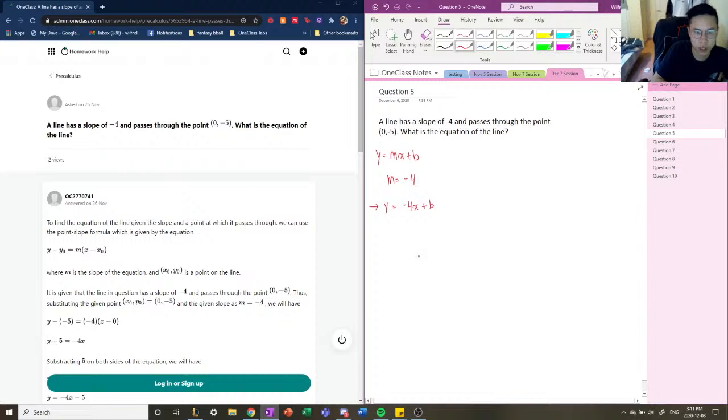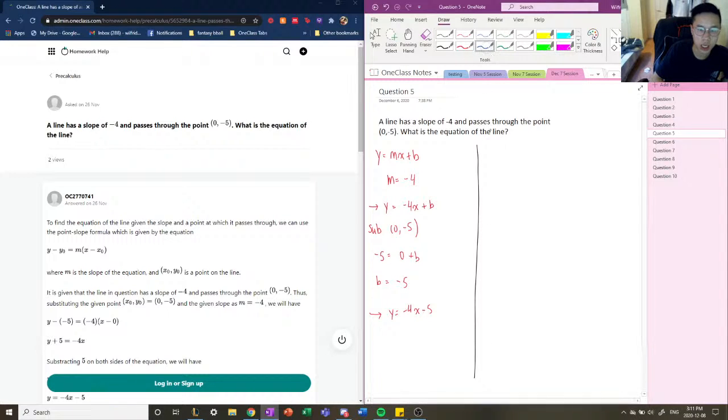All right, cool. So now we're given a point on the line. Let's just sub in (0, -5). And what do we get? -5 equals -4 times 0, which is 0, plus b. And now we know that b equals -5. And now we have found our line equation, which is just y equals -4x minus 5. Cool. So that's the first method of finding your line equation.